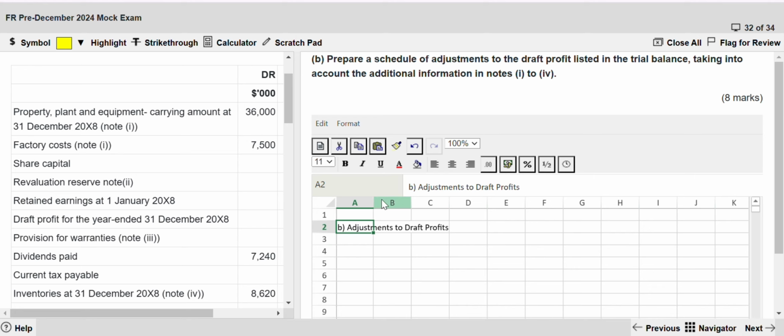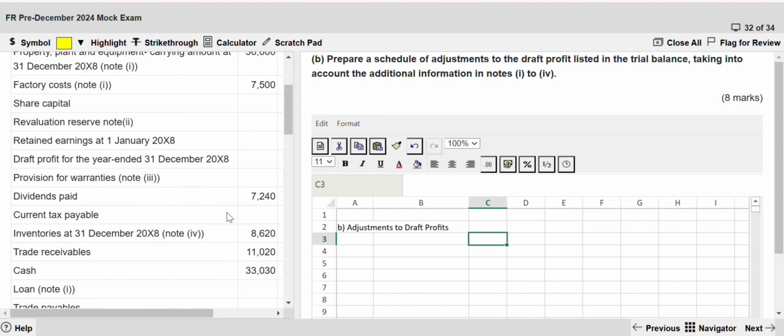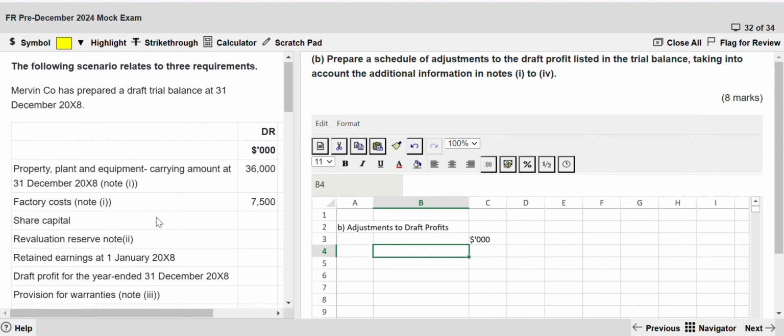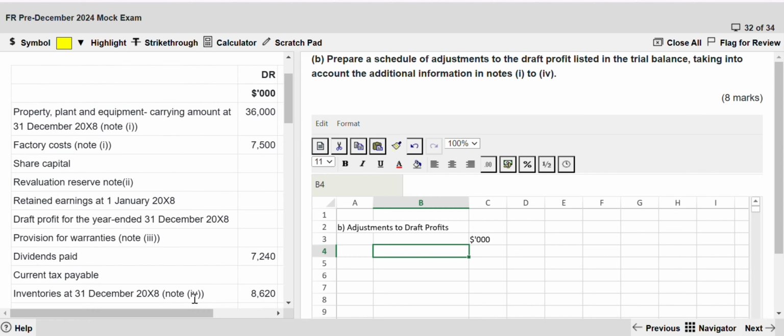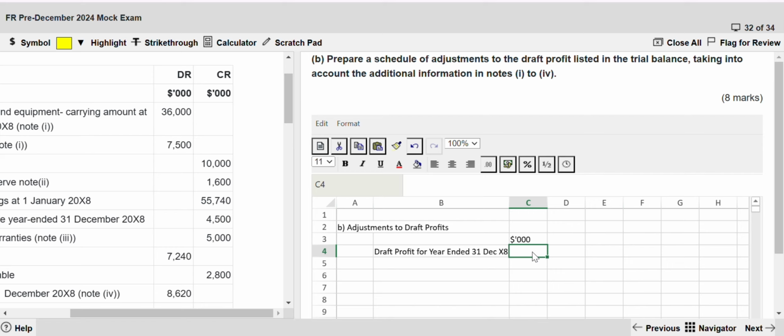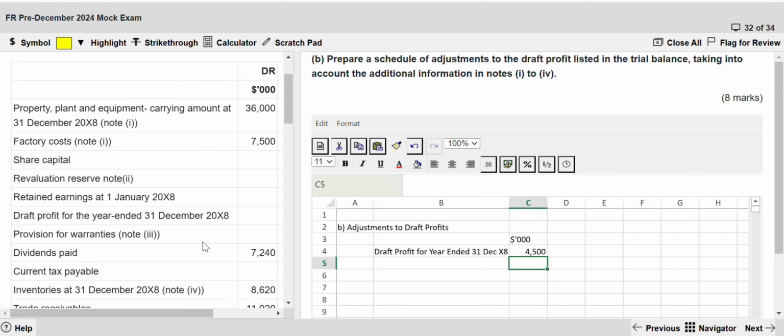I'll put this at the same size, I'll expand this. Okay, and then what do we have to do? We have to mention the numbers, $1,000, right, correct. And how much was our draft profit for the year end? Draft profit for year ended 31st December 2000x8, how much was it? 4,500, correct. And then we need to provide for all the adjustments, right?